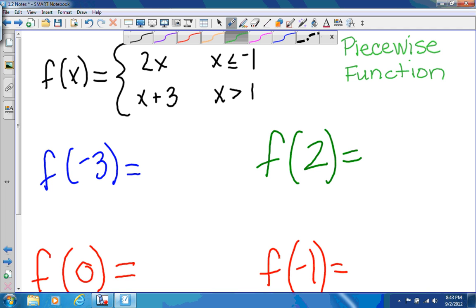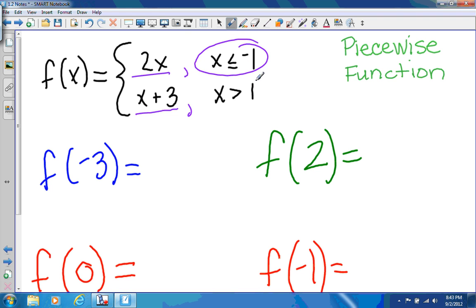And in a piecewise function, this is what you're using as your evaluation part. There'll probably be a comma here. This tells you which x values to use in which part. Here it says x has to be less than or equal to negative 1. So if your value is less than or equal to negative 1, you would use this top equation. If your value is greater than 1, then you would have to use this bottom equation.